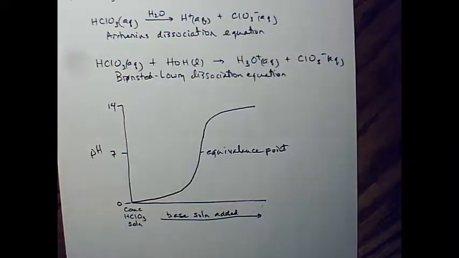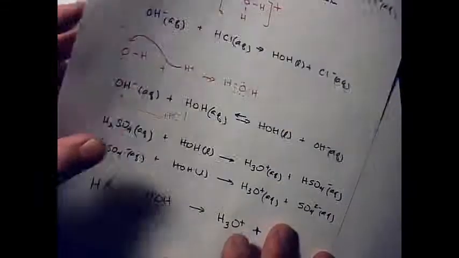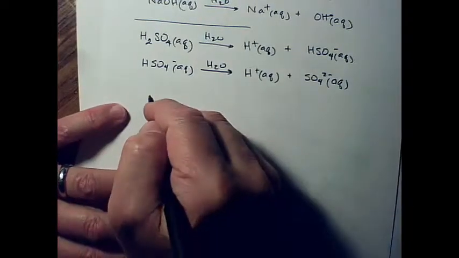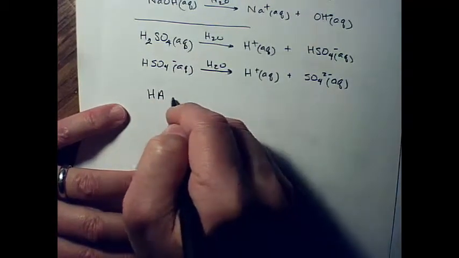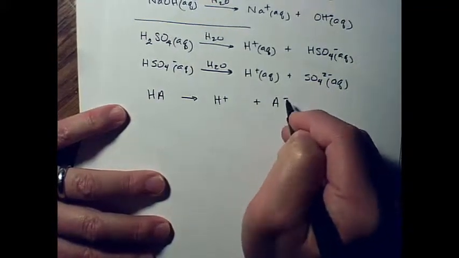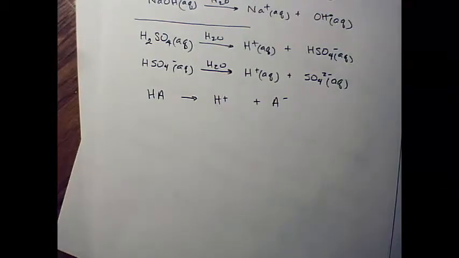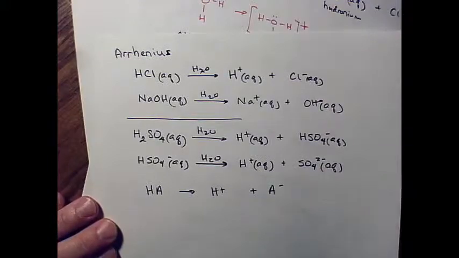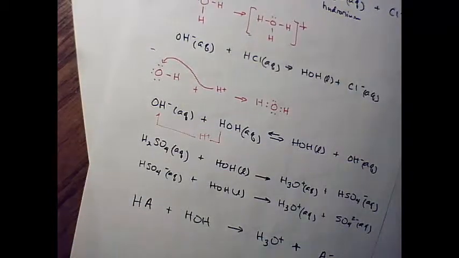Let's go back one more and do the same thing, not with Bronsted-Lowry, but with Arrhenius. With Arrhenius, we simply say it's HA, and it becomes H plus and A negative. Okay? And let's go back to Bronsted-Lowry again.